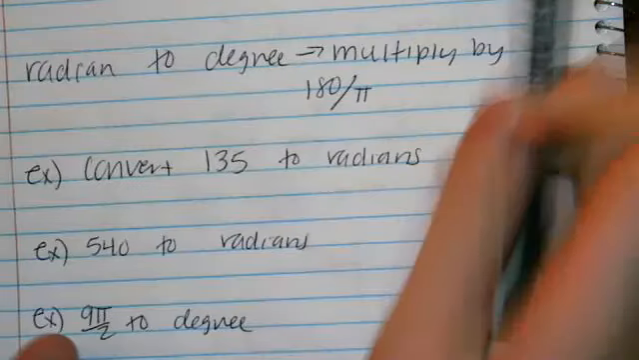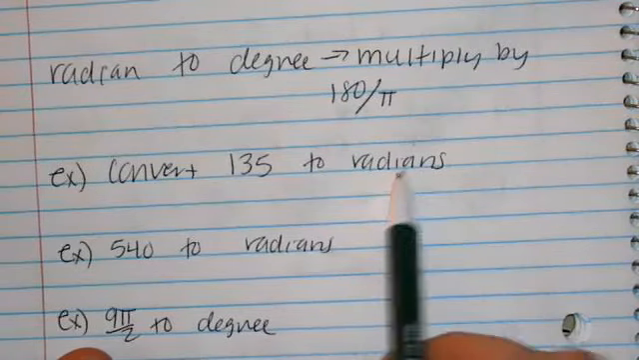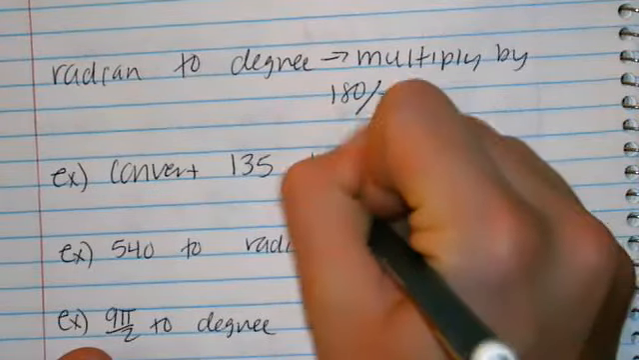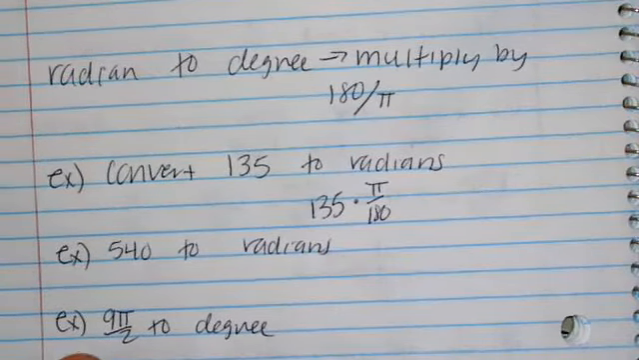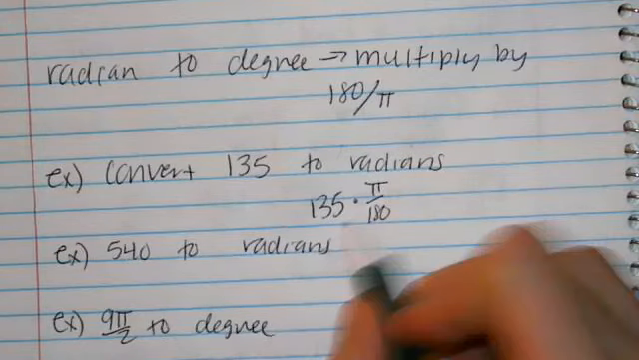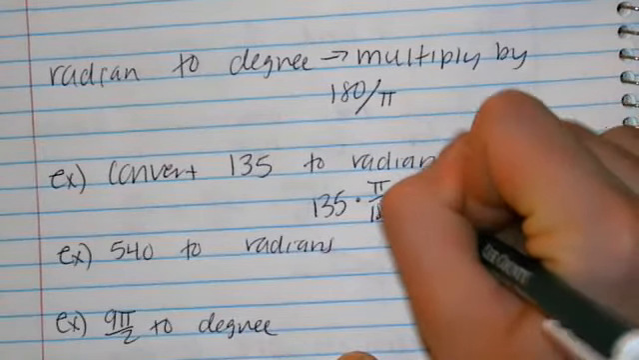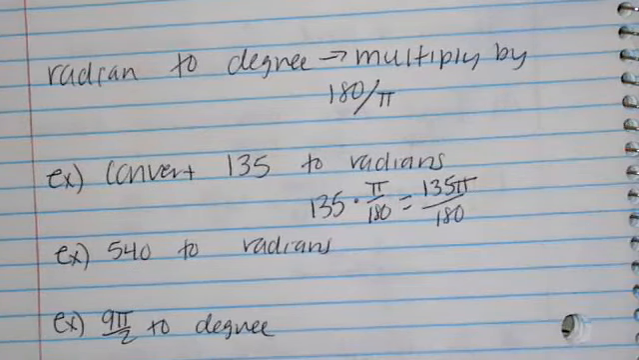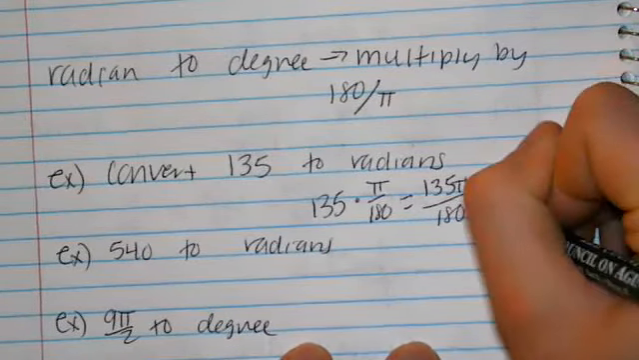So I want to convert 135 degrees to radians. If I'm going to radians, pi goes on top. So I take 135 and I multiply by pi over 180. When you multiply a whole number by a fraction, the whole number goes on the numerator. So we get 135 pi over 180. If we simplify that fraction down, we get 3 pi over 4.